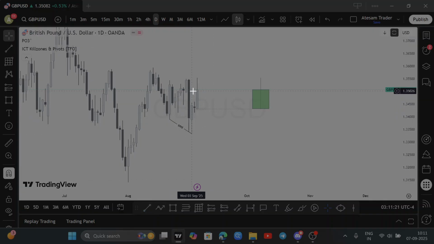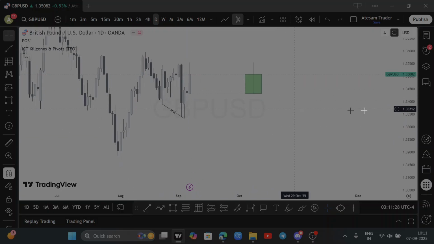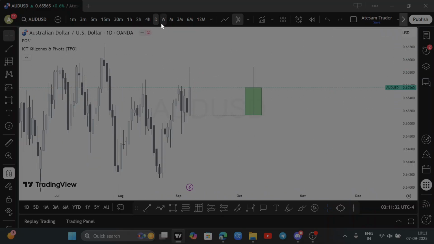So I have nothing here to say. Okay, if price will close above these highs, then we will look to target these highs. Okay, there is nothing on GBP for now. AUD USD, I think we have something here.